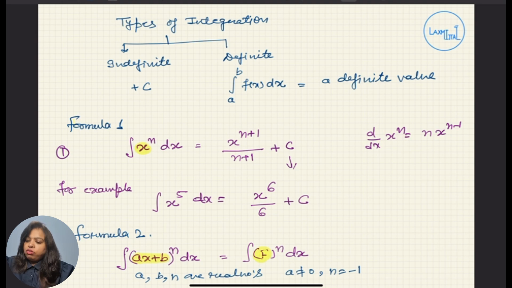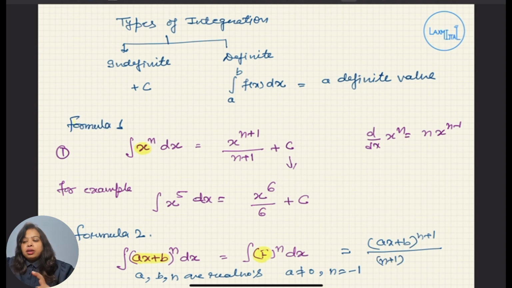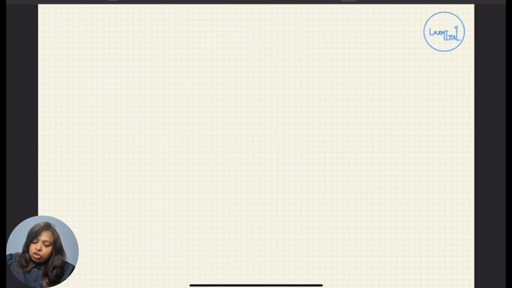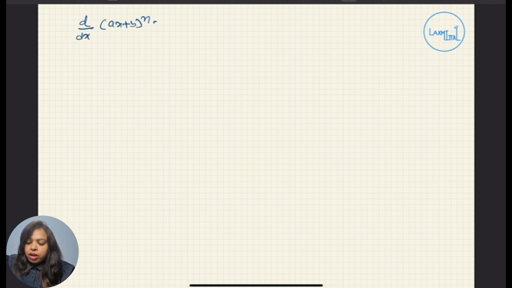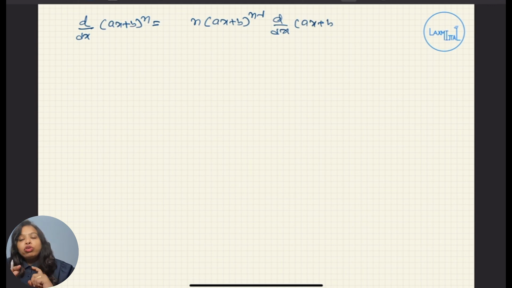Then the integration will be ax plus b raised to the power n plus 1 divided by n plus 1, and we will divide it with the differentiation of ax plus b. Like the chain rule. Recall the chain rule of the differentiation. If you are going to find the differentiation of ax plus b raised to the power n, then you do n times ax plus b raised to the power n minus 1, and you multiply with the differentiation of ax plus b. This is the chain rule for differentiation.